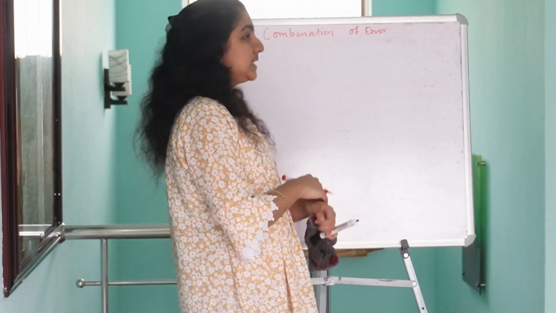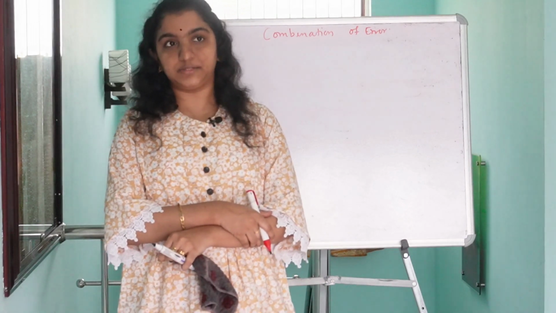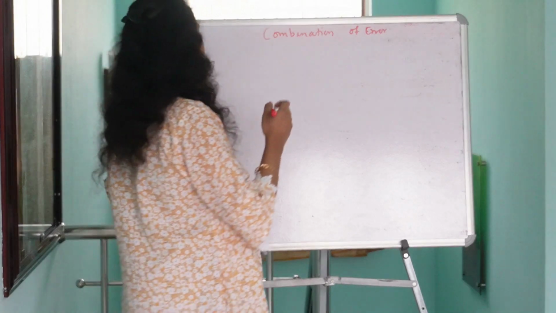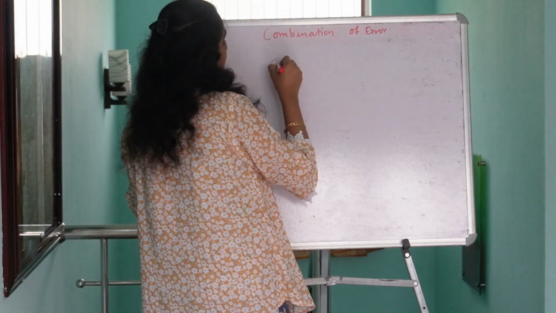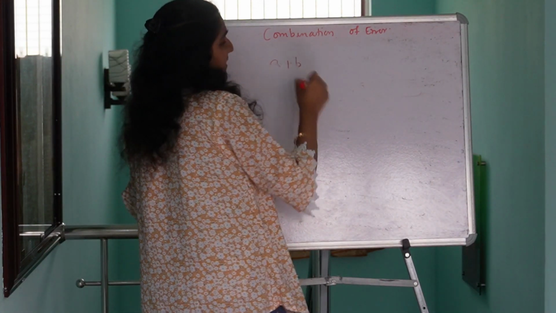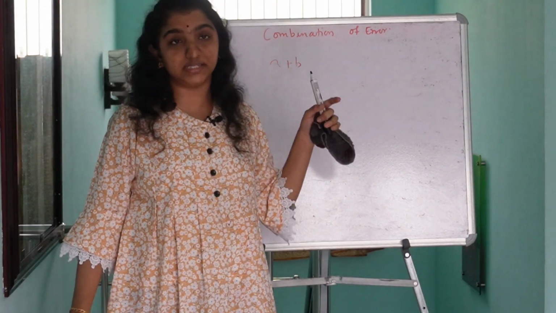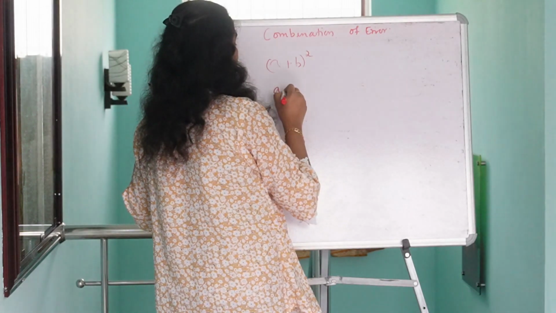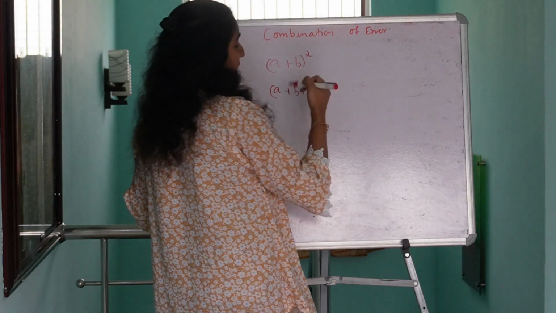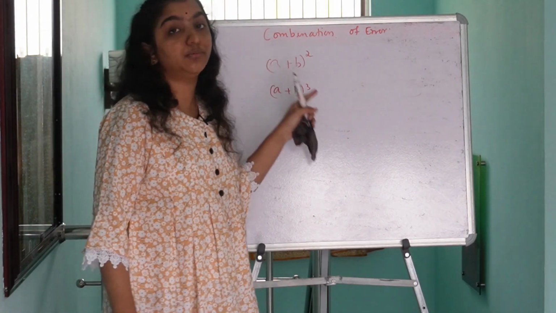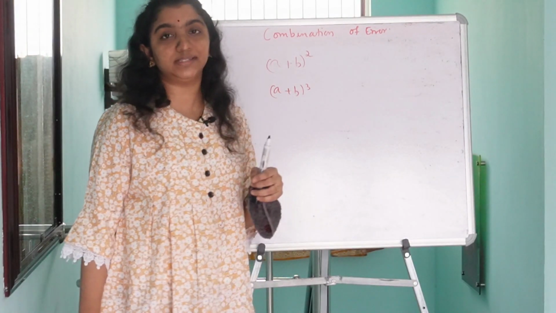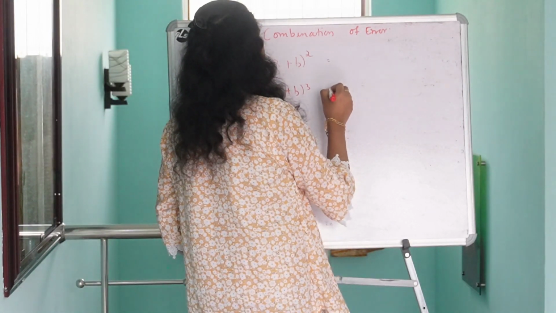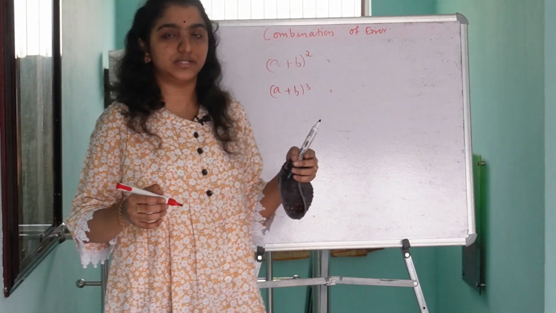Yes, there is a concept in maths called binomial expansion. We have been learning some identities since school days. Say for example, a plus b the whole square or a plus b the whole cube. What is a plus b the whole square equal to, or what is a plus b the whole cube equal to? How do we find it?